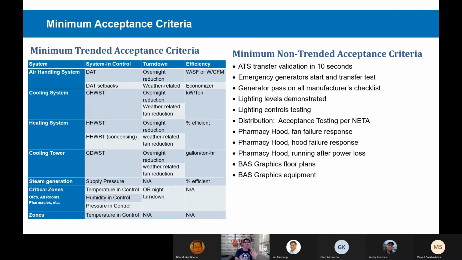And then, of course, there are just some binary yes or no, check the box type of criteria. For a boiler, these would be things like failure modes. For an electrical system, there's a whole lot more of those non-trended acceptance criteria.